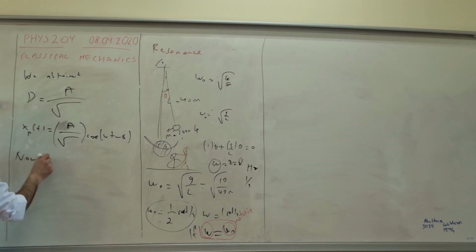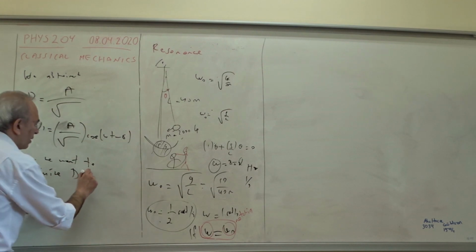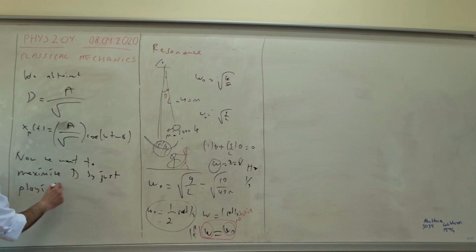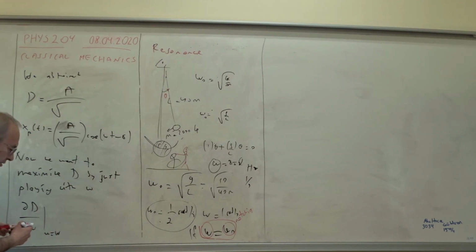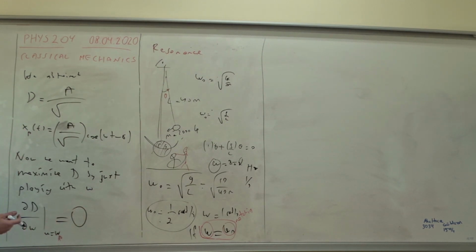Now we want to maximize capital D by just playing with the external frequency omega. So what is the other name for this? It is the maximization of amplitude. What is that? If you take del D by del omega, and omega is equal to omega resonance, let me call it omega r, then this derivative should be equal to 0.